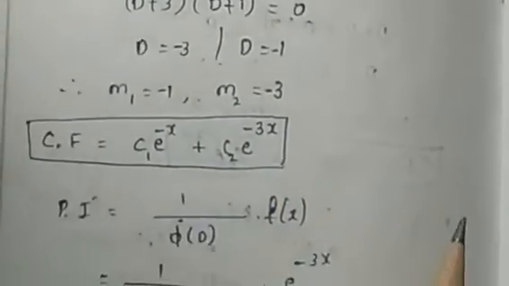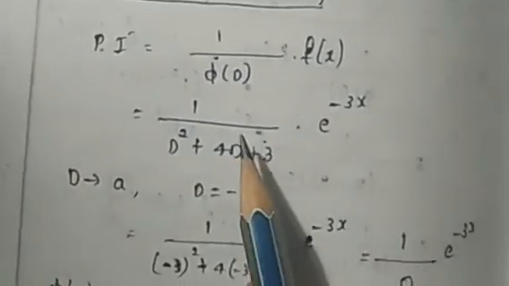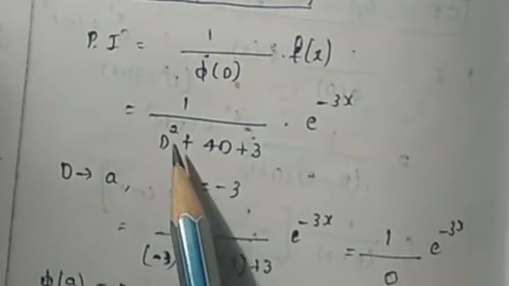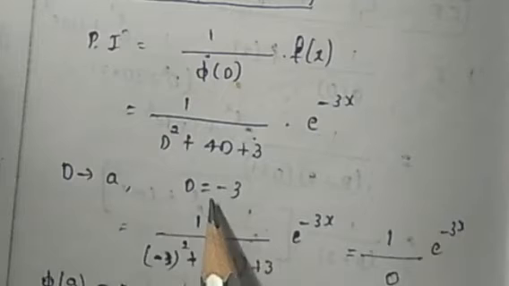So the complementary function is equal to c1 e to the power minus x plus c2 e to the power minus 3x. The particular integral is equal to 1 by pi of d into f of x. So 1 by d square plus 4d plus 3 into e power minus 3x. Since it is in the form of e power ax, d is replaced by a. What is the a value? A value is minus 3.